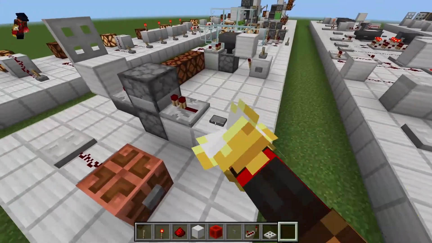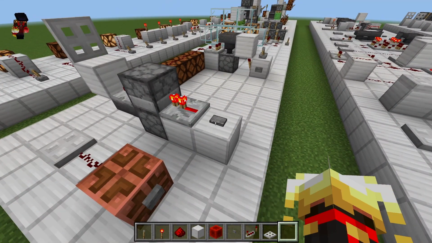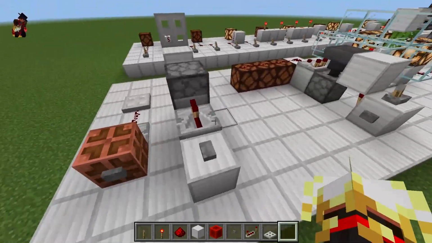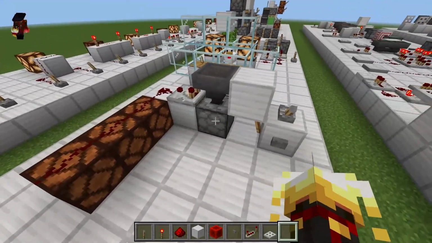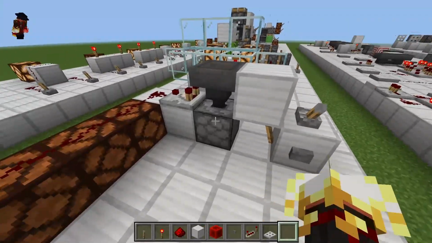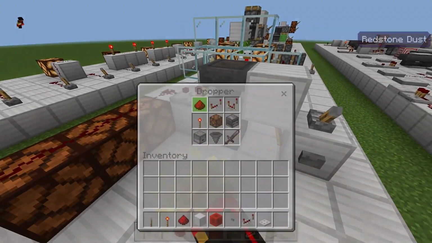So this is a common T flip-flop before the copper bulb was added. Next, another useful redstone or machine circuit is a randomizer.